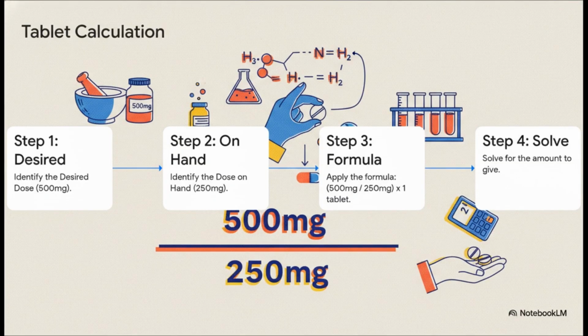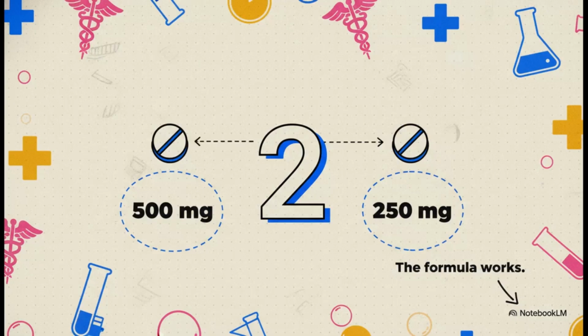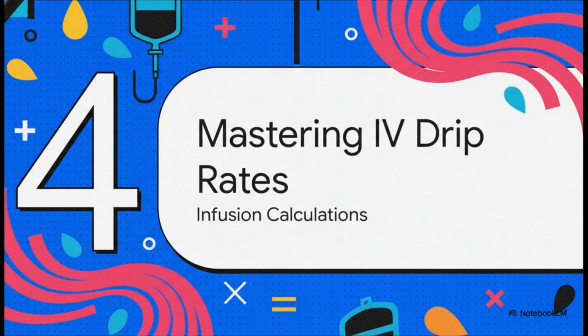Step 1, what do we desire? 500 milligrams. Step 2, what do we have on hand? 250 milligrams. Step 3, we pop those numbers into our formula. We've got 500 divided by 250, and we'll multiply that by our quantity, which is 1 tablet. And there you have it. The answer is 2. You're going to give exactly 2 tablets to deliver that 500 milligram dose. See? It's simple, it's clear, and most importantly, it's accurate. The formula just works.